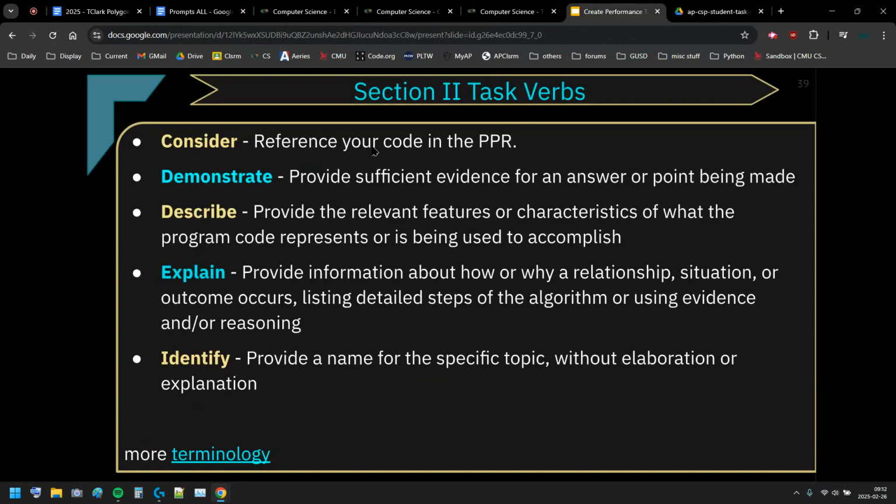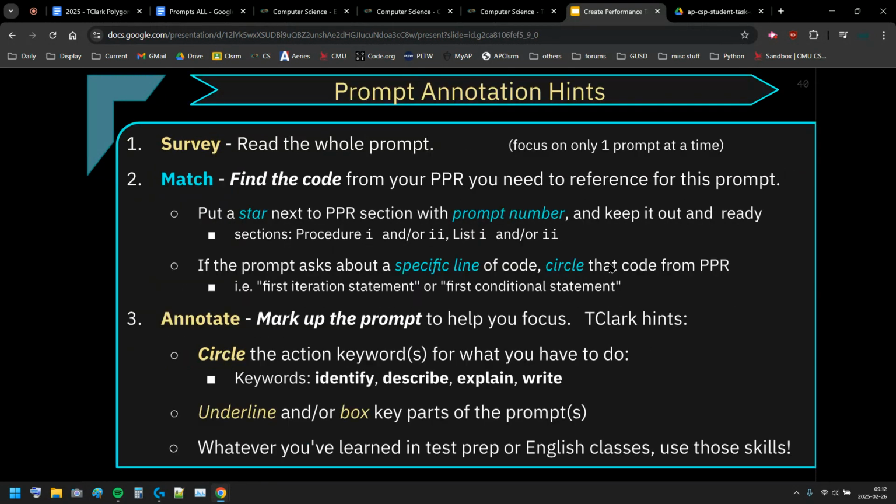There are some task verbs. These are the same ones that are in the terminology, but the main ones, it'll ask you to consider, it'll ask you to demonstrate, it'll ask you to describe, to explain, to identify. These are keywords in the prompts, and make sure you understand what they mean.